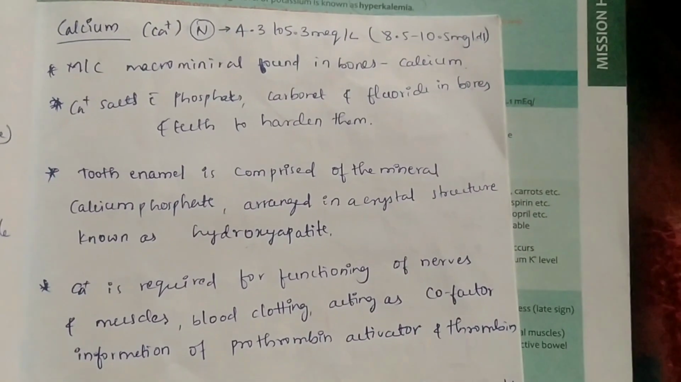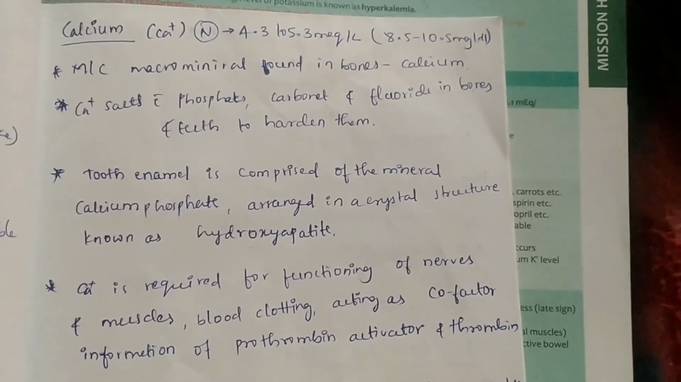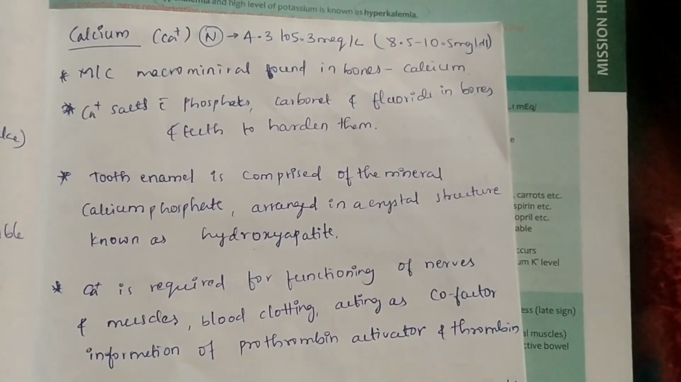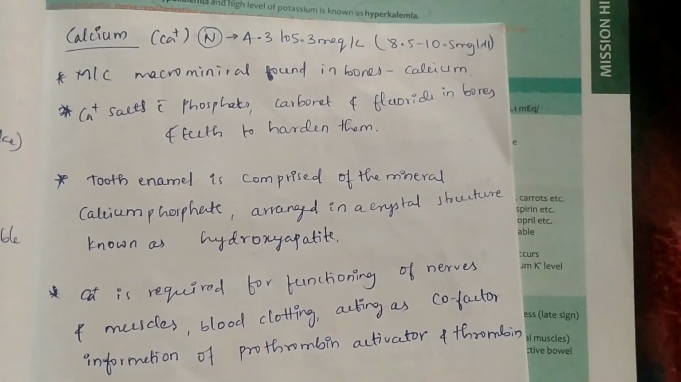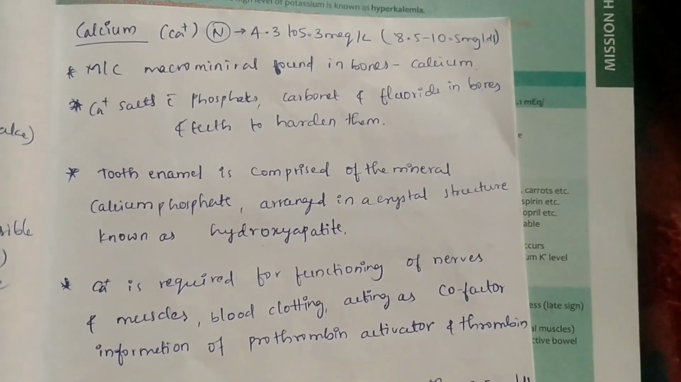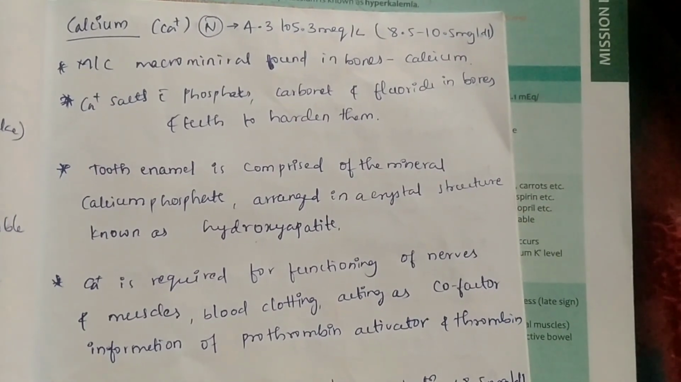Good evening to all. Today we are going to discuss a new topic, that is calcium. In the last class we discussed sodium, and today we are going to discuss calcium. The calcium normal range is 4.3 to 5.3 milliequivalents per liter, or 8.5 to 10.5 mg per deciliter.